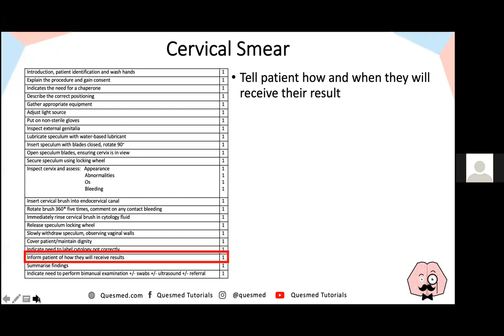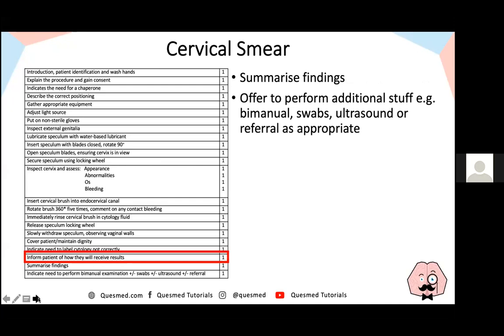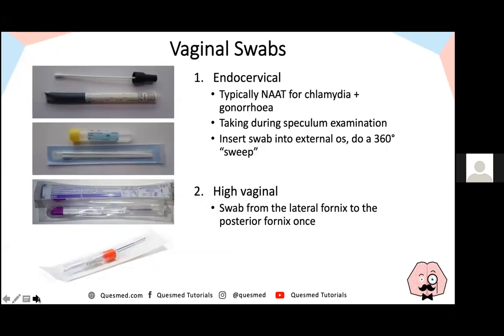So in Scotland, smear tests are sent through the post. So I normally tell the women that they will receive their smear tests through the post, and it can take up to 12 weeks for that to come through. You summarise your findings, and you might want to offer to perform any additional stuff, so your bimanual, swabs, ultrasound, whatever else. A word on vaginal swabs.